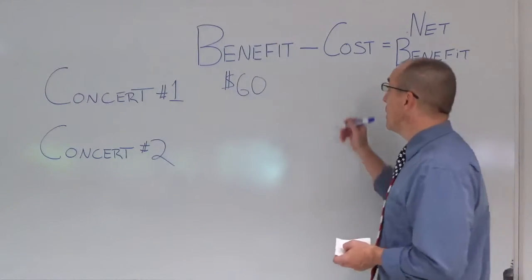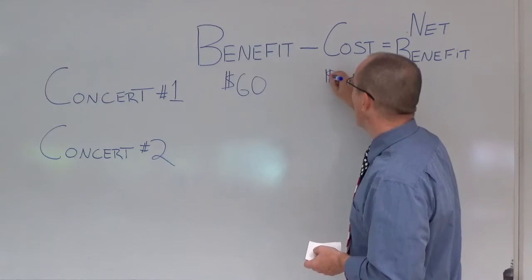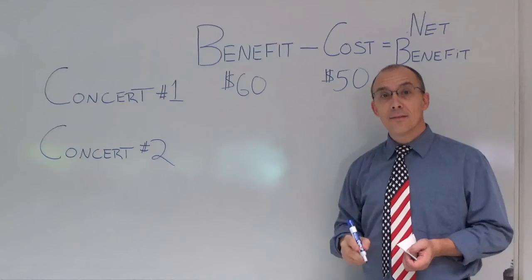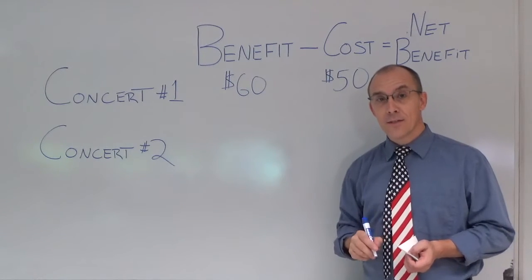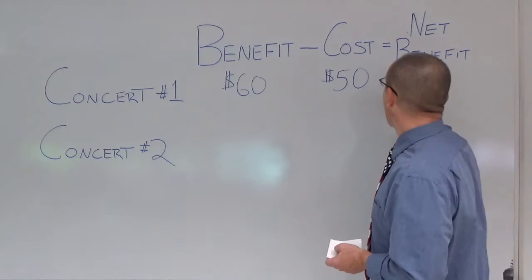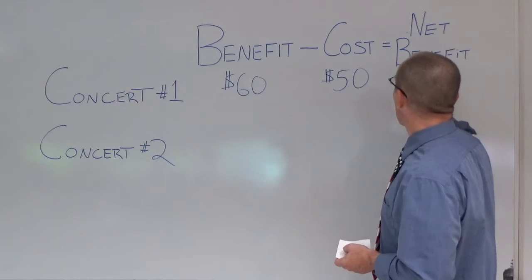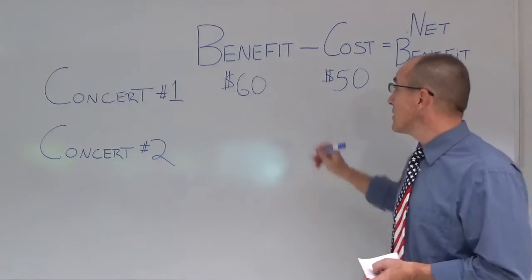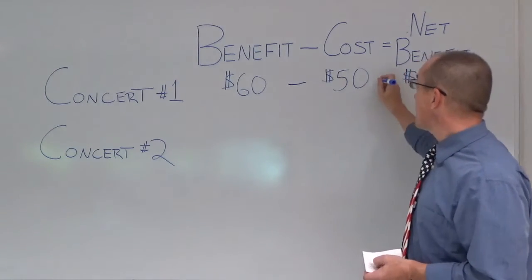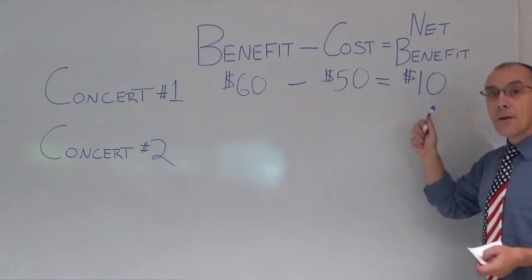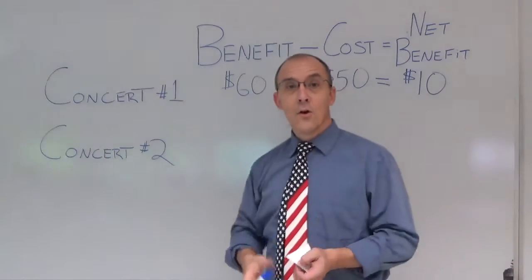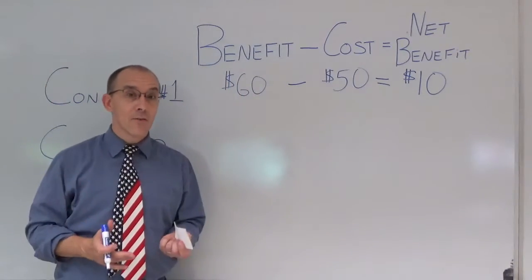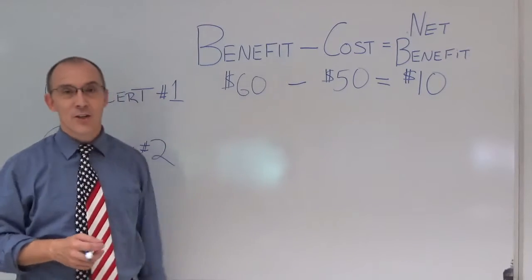Fortunately for you, the concert is only going to cost you $50 to attend, which means that your net benefit of going to this concert is $10. That's a pretty good deal. Remember from previous assignments, we take the benefit minus the cost, and that gives us our net benefit of $10. Great. You're all ready to go to the concert. You have your ticket. Your ticket's non-refundable, but you don't care because you're going to get a benefit from this concert.